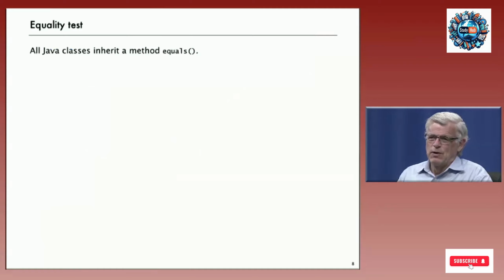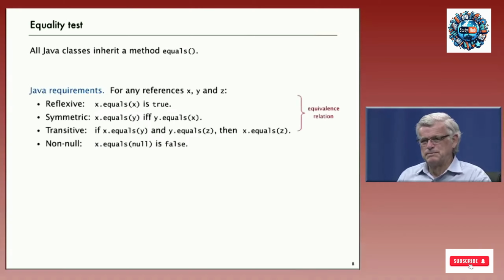All right, so there's equality. Now equality, again, we're getting into a programming language issue, but still it's important to be explicit about what's going on with equality. How do we test if two objects are equal?